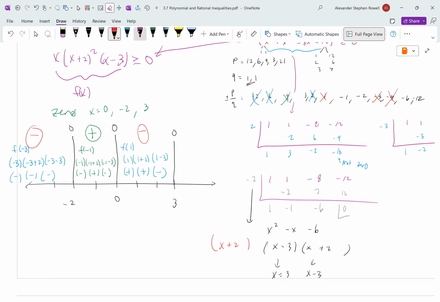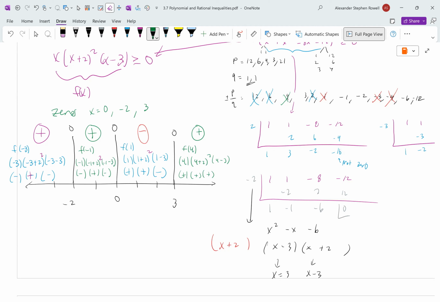I've messed up tremendously here. I forgot my square. You guys see that? This one should be squared. So that would change this to a positive. The other two are correct. So which interval is wrong? Left, middle, or right? Left should be positive. What's your favorite number that's larger than 3? Okay, sure, 4. What is 4 times (4 plus 2) squared times (4 minus 3)? Okay, all positives multiply together.